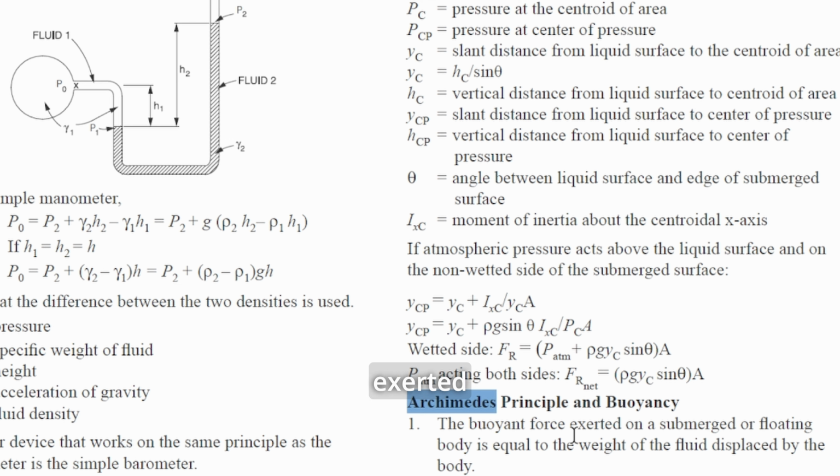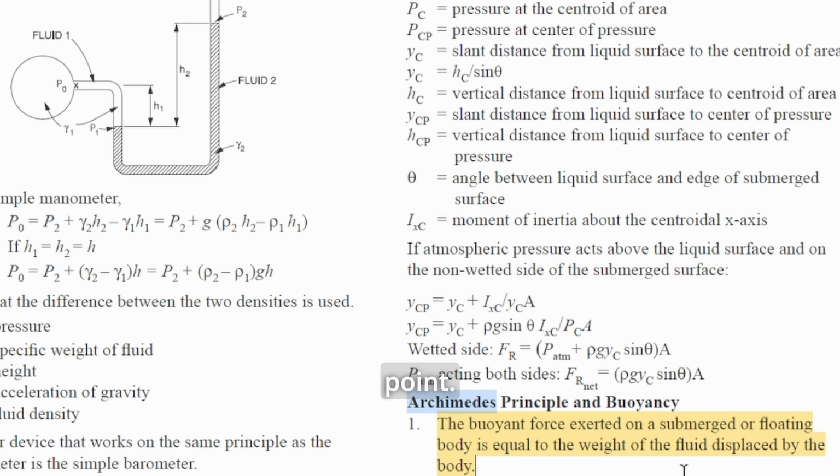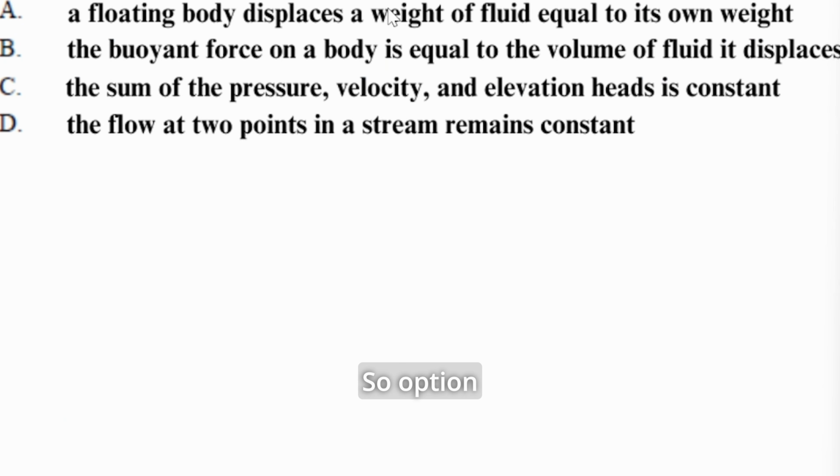The buoyant force exerted on a submerged or floating body is equal to the weight of fluid displaced by the body. That's the first point. So, the buoyant force exerted on a submerged body is equal to the weight of fluid. Now option A, let's look at it. The buoyant force is equal to weight. The buoyant force is equal to volume is what they wrote in option B. That's not the correct answer. So we definitely know B is not correct.